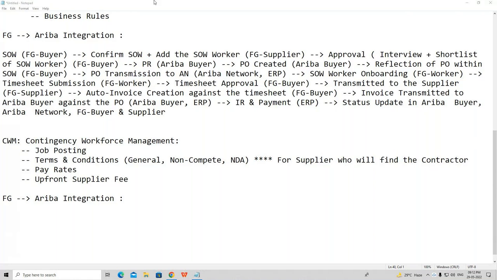Now let us go and understand job posting, once again from the FG buyer perspective. Okay. Now in this case, once again, what will happen? It will go to the supplier. Now here the supplier cannot confirm the SOW or confirm the job posting. What they will do, they will add the workers from the supplier side, or they will propose the workers, multiple workers actually.